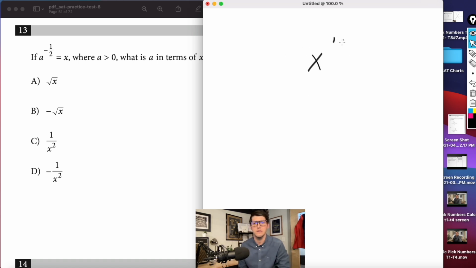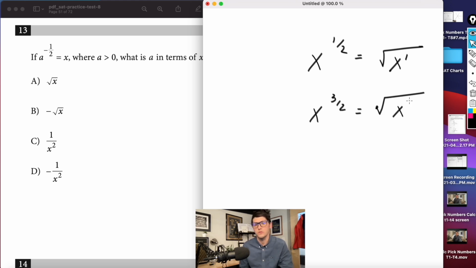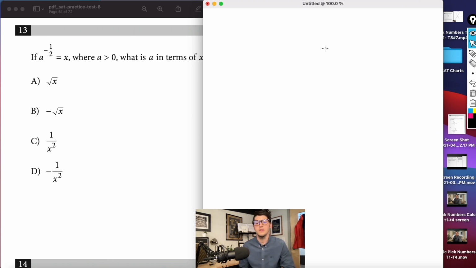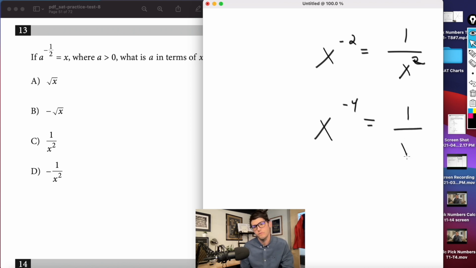The fractions, say you have x to the 1/2. That's equal to the square root of x to the 1. So in other words, x to the 3/2 would be equal to the square root of x cubed. And if you had x to the 4/5, for instance, that would be the 5th root of x to the 4th. Meanwhile, the negative signs, if you have x to the negative 2, that's equal to 1 over x squared. And then if you have x to the negative 4, that's equal to 1 over x to the 4th.